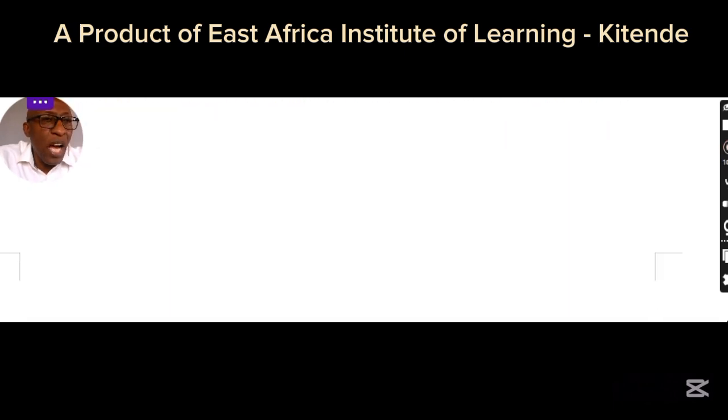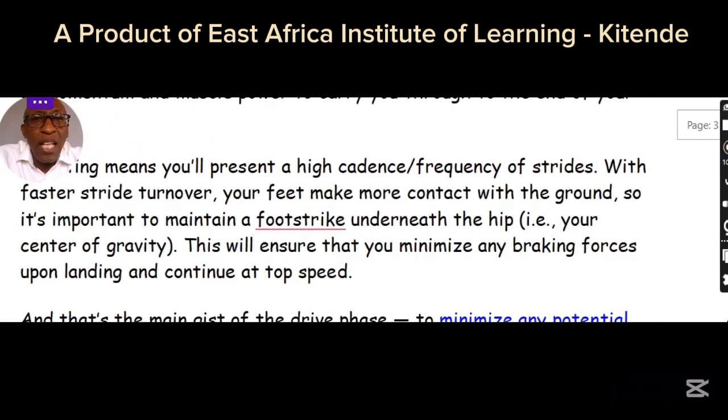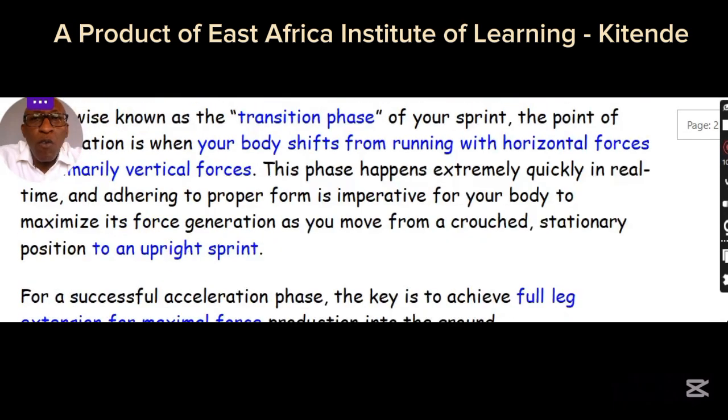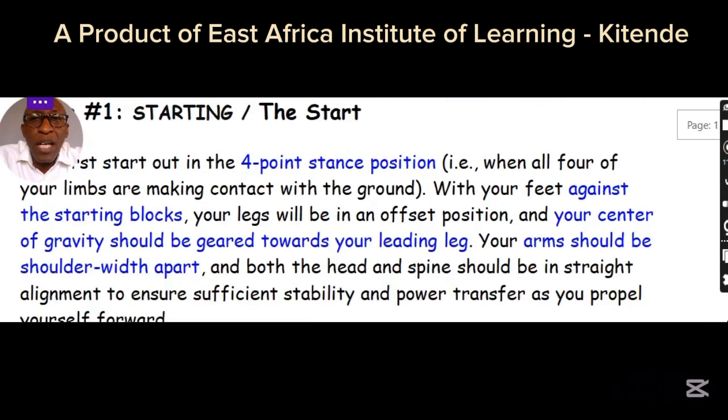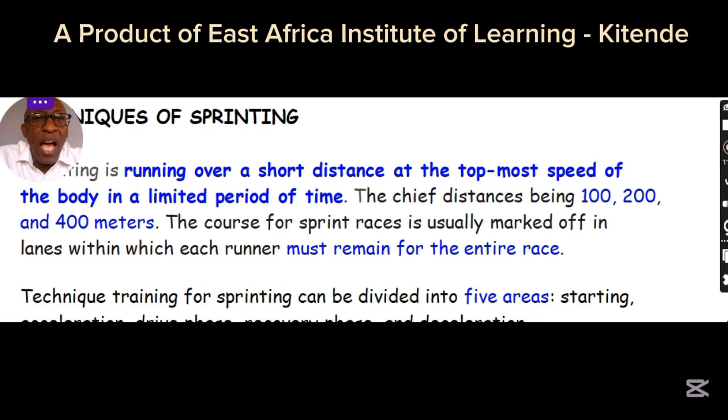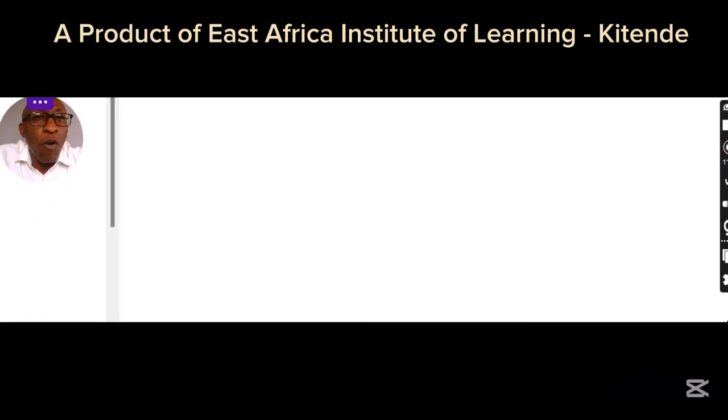So that closes our first unit about sprints, the techniques of sprints. And we are saying, remember, that sprints range from 100 meters, 200 meters, and 400 meters. Let's look forward to our next lecture when we shall dive into yet another form of running.